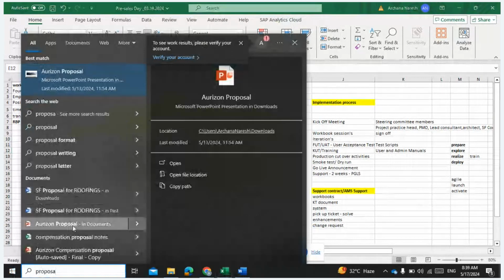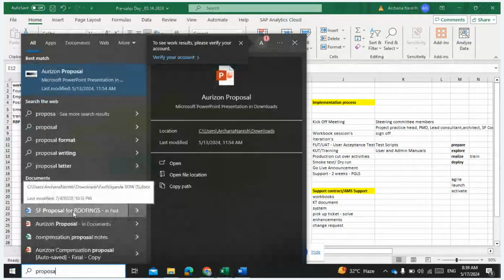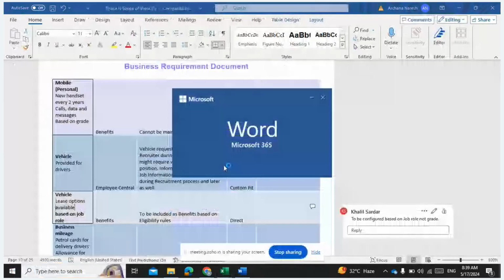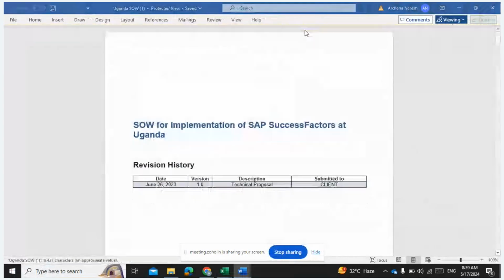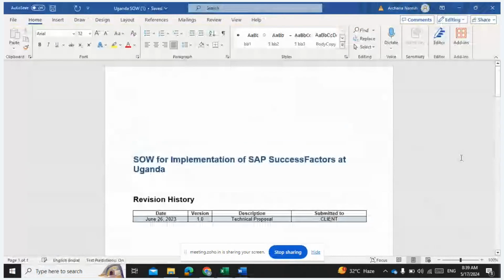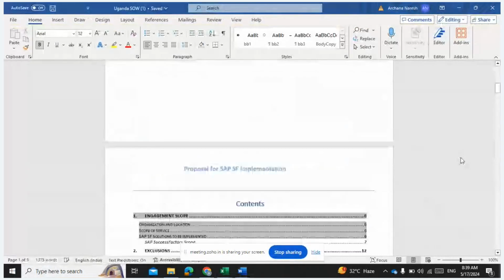Okay, Archana, is this business document given by the client, or how is it? No, the business document is given by the client. Okay, the technical proposal that you're seeing here is something that you do from your side. Okay, so if you look at this one, this is a proposal.